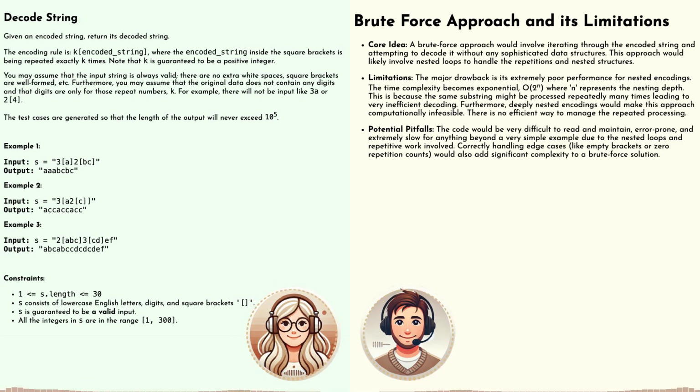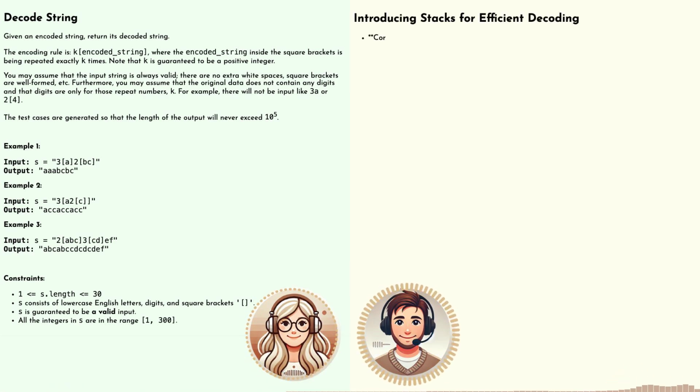I see. I can already imagine things getting pretty messy, especially with those nested encodings. Exactly. That's the challenge with the brute force approach. It seems like a character by character approach might not be the most elegant or efficient solution. Right, it gets really complex as the nesting gets deeper and deeper. And it can get hard to keep track of what needs to be repeated and where. So there's got to be a better way.